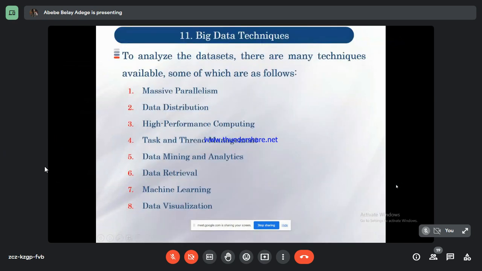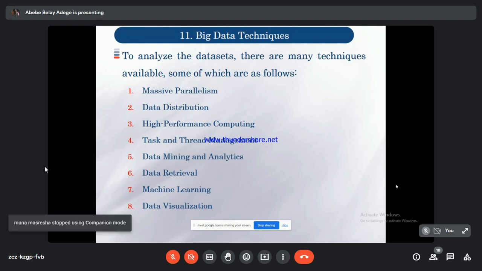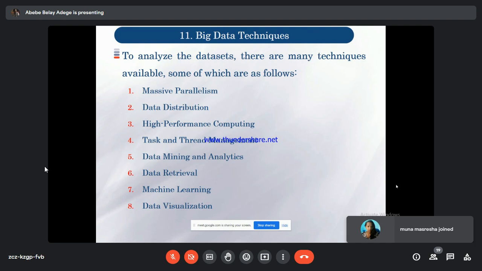In this class, let us see this chapter. We start chapter 2, big data techniques. As I told you, there are varieties of data, and data production is increasing exponentially, so it is very difficult to implement unless we know the target or how we can implement. So there are different techniques like massive parallelism, data distribution, high performance computing, task and thread management, data mining and analysis techniques, data retrieval techniques, machine learning techniques, and data visualization. These are the 8 techniques that we can apply in big data processing.